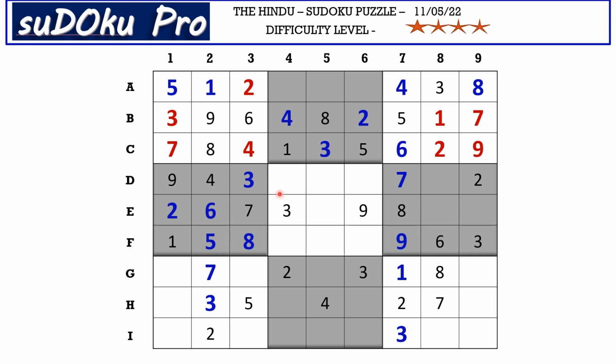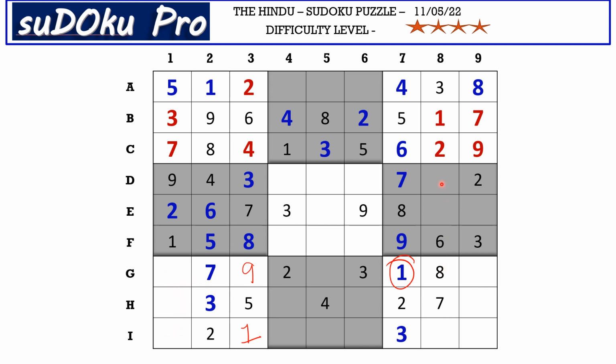Now if you see column 3, there are only 2 empty cells. The missing numbers are 1 and 9. There is a 1 blocking in the G row here, so G3 takes 9 and I3 takes 1. Now in this entire block, there are only 3 empty cells, and the missing numbers are 4, 6 and 8. You have an 8 here, you have a 4 here, but we do not have much clues. We will not be able to find the number here. Okay, so let's move on.